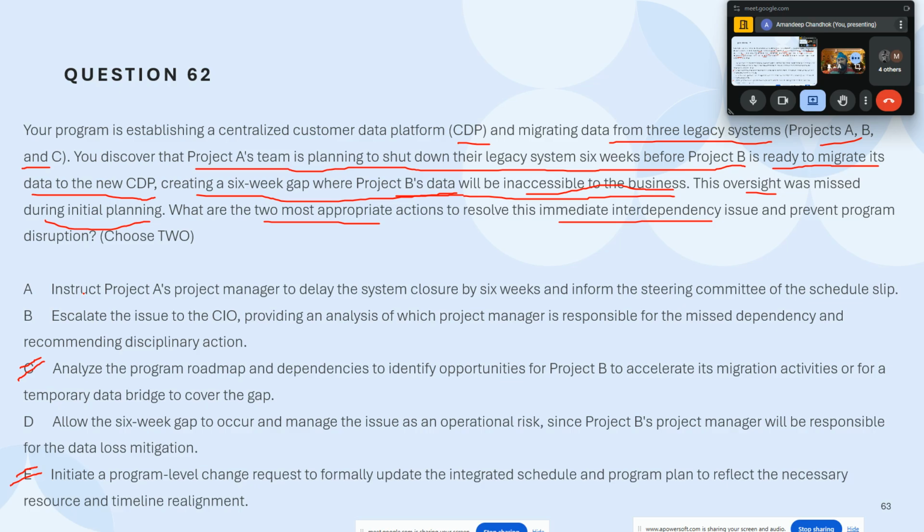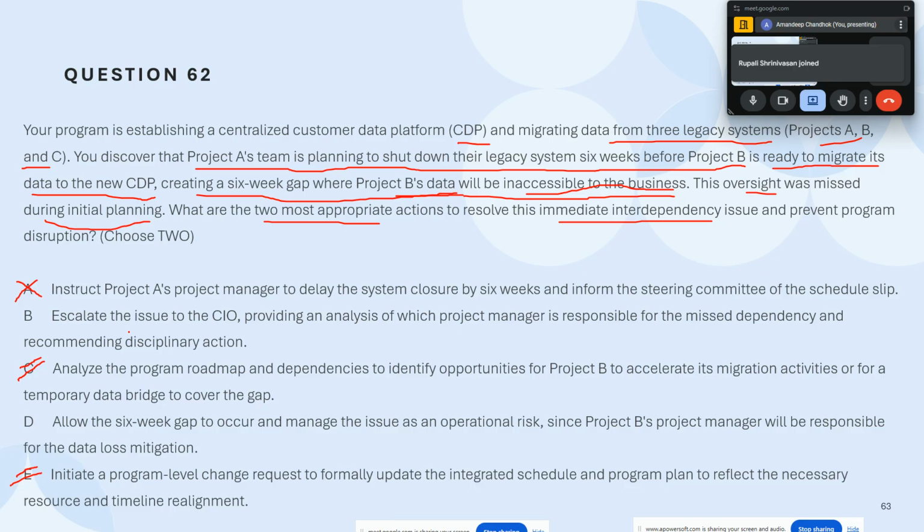So, A is instruct the project manager to delay the system closure by 6 weeks. You're never going to do that. You're never going to say, no, don't finish early, finish late. Imagine if this project is run by a vendor and the vendor is finishing 6 weeks early, then you might have a clause wherein you can pay them off and save some money. So would you really do A? You won't do A.